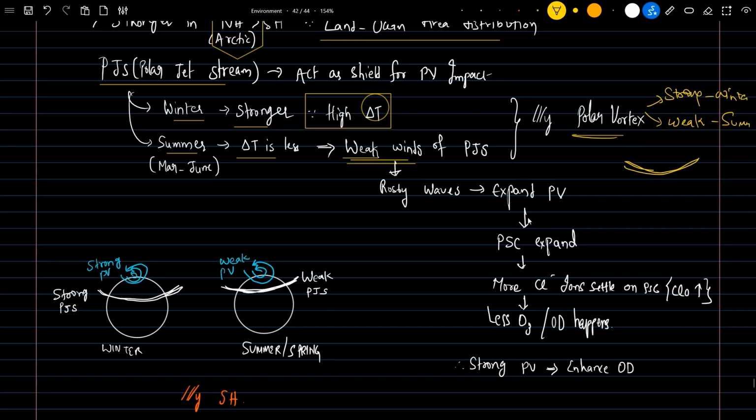Let's understand it in detail with this diagram. A strong polar vortex and a strong polar jet stream are there in the winter situation. Now let's understand the summer. In summer there will be a weak polar jet stream and a weak polar vortex. Whenever the polar jet stream is weak, it will not be in this fashion, but rather it will be in a meandering form.